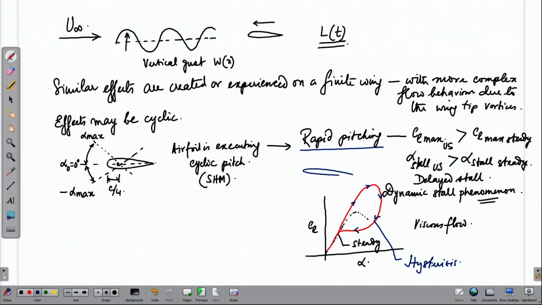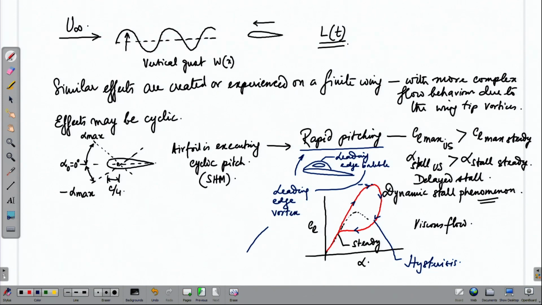Near to the leading edge of the airfoil, there is very often a large separation bubble, which is called as leading edge bubble or leading edge vortex. Which is created during the rapid pitching, and if it is held stably without the flow separating off, then the CL max that the airfoil reaches usually gets augmented, or the stall gets delayed, and so on.